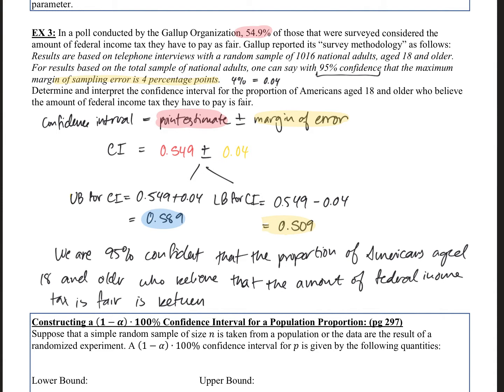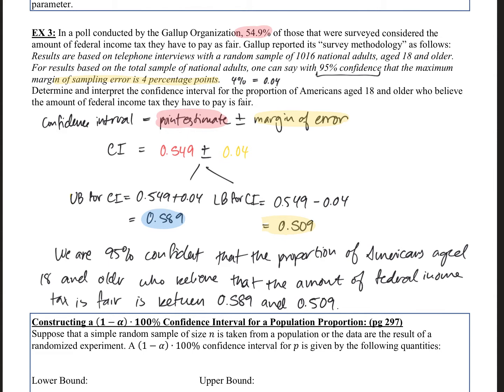Alright, so the upper bound and lower bound, well, it's going to be between 0.509 and 0.589. So we're 95% confident that our proportion of people who agree would be between about 50% and 58%, or you could say about 51% and 59%. Somewhere in between there. We're 95% confident that our proportion falls in there.